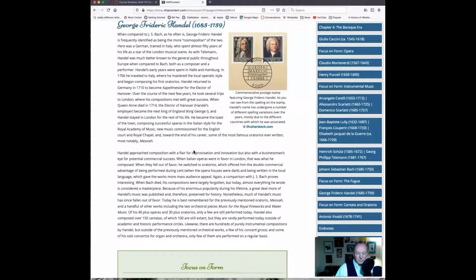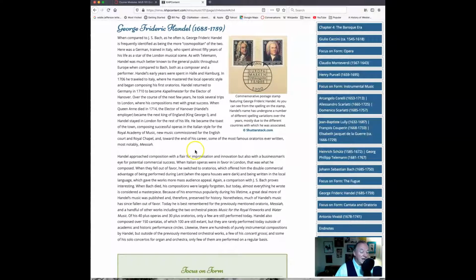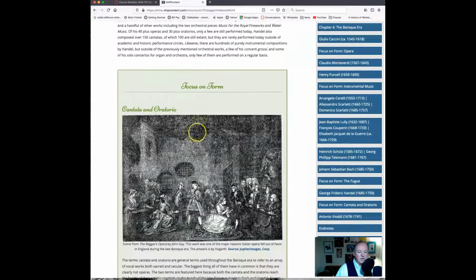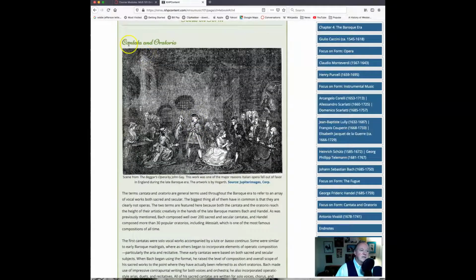Then we get to Handel. Again, way more famous in Bach's day than Bach, but now we remember him for a few pieces, in particular a few of his instrumental works: the Royal Fireworks Music, the Water Music, and most importantly, his oratorio, the Messiah. You can read about the oratorio. And again, here's another focus on form that deals with both the cantata and the oratorio.